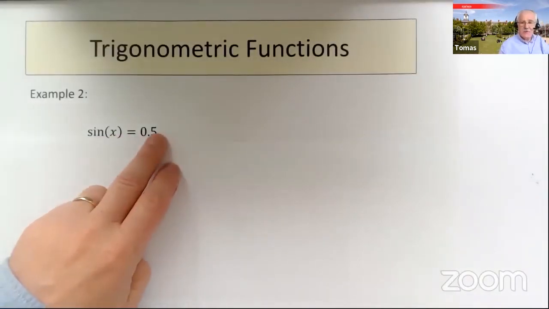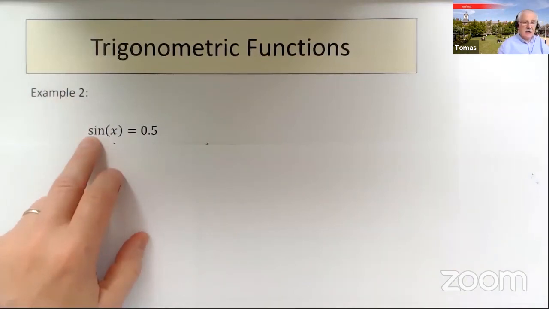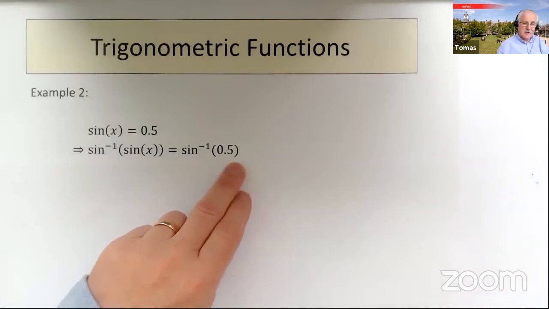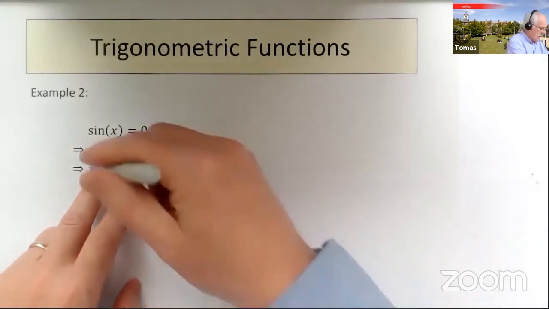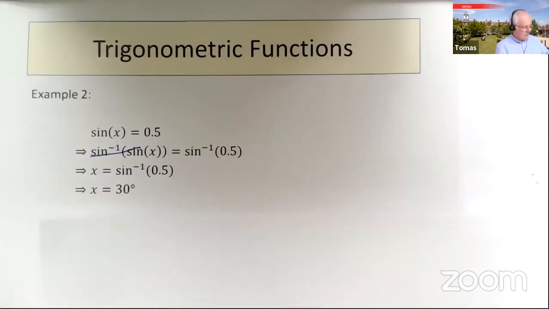Sine x is 0.5. How do you find out what x is? How do you get rid of a sine? Inverse sine. Sine x is 0.5, so x is inverse sine 0.5. Inverse sine and sine cancel. X is then 30 degrees because that's just a calculator calculation there.